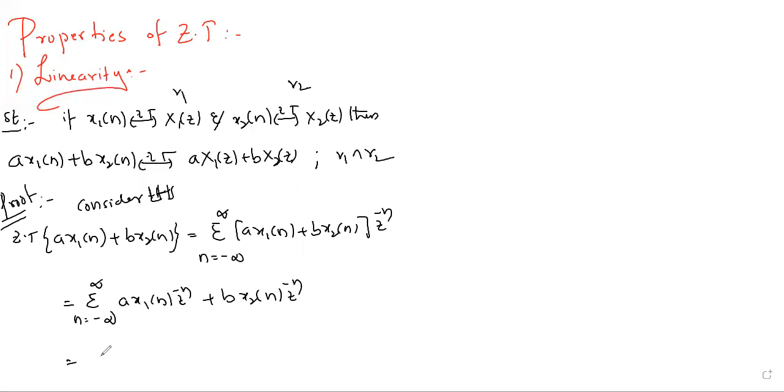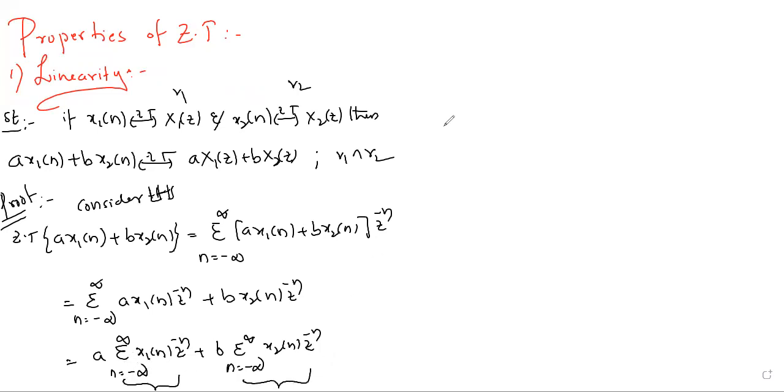Apply the summation to individual terms. Separate the summation term. A, I have written the constant outside: a summation x1 of n z power minus n plus b summation x2 of n z power minus n. Now tell me, what is this? This is the Z transform of x1 of n. This is the Z transform of x2 of n. So we can write this as a X1 of z plus b X2 of z. Hence proved.